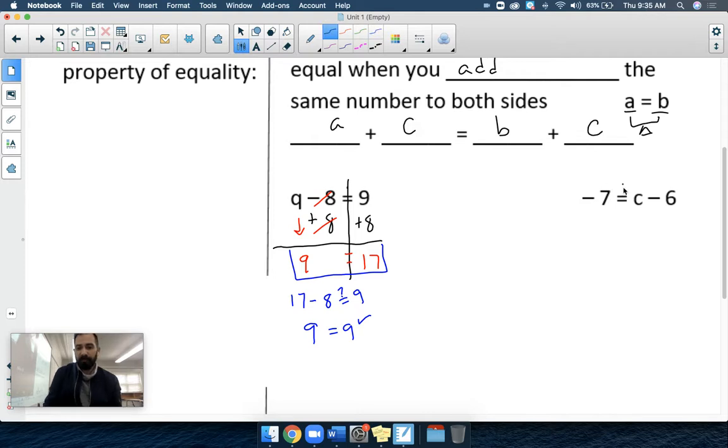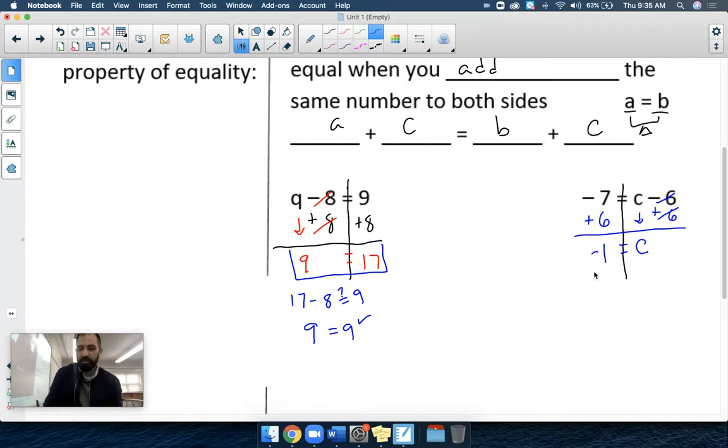Let's solve. First, draw your line down to separate your two sides. We are trying to get the variable by itself. In this case, our variable is c. So we want to get rid of this negative 6, and to get rid of the negative 6, we have to use a positive 6. I'm going to add 6 to both sides of the equation. We know that these cancel out. Negative 6 plus 6 is 0. We're going to drop our variable straight down. Negative 7 plus 6 is negative 1.